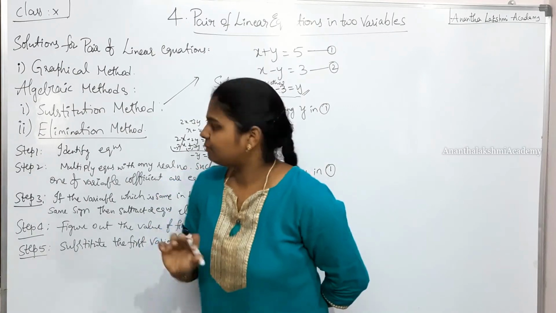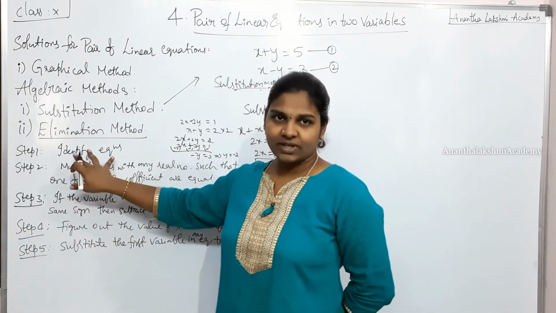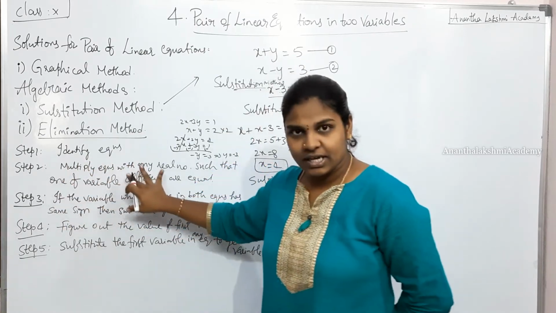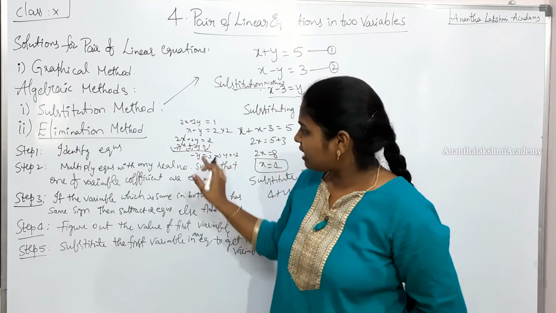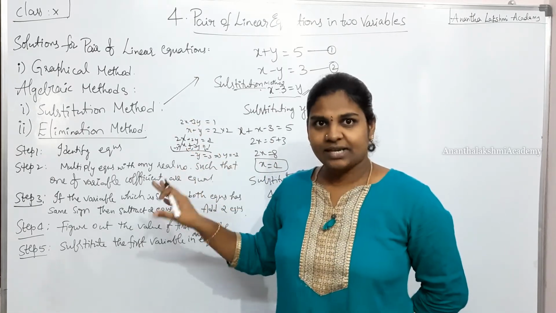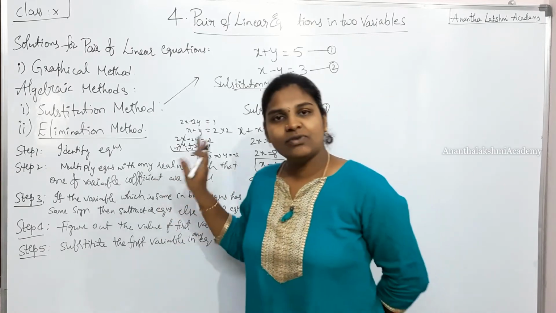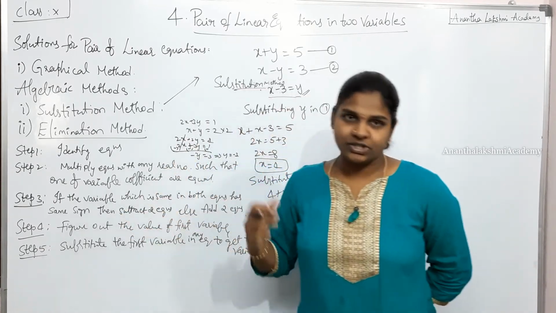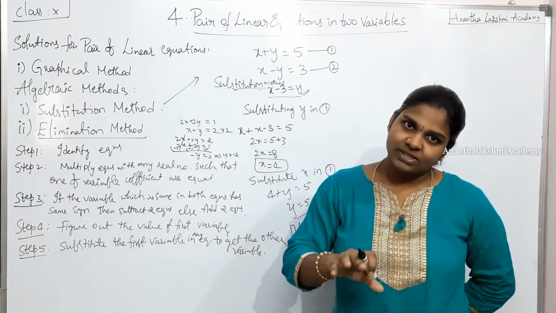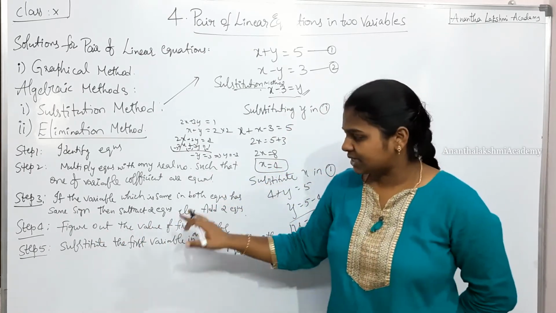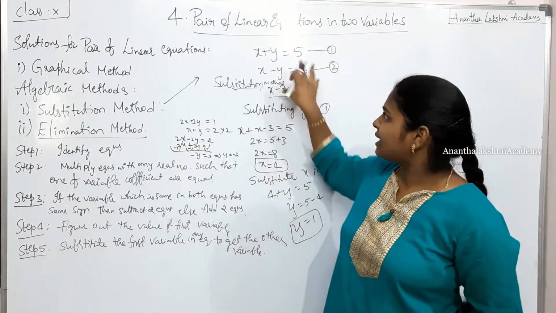So look at this elimination method. The elimination method has 5 steps listed. First, identify the equations. Next, multiply the equations with any real number such that one of the variable coefficients are equal. Now, if they are having the same sign, we just do the subtraction. If they are having opposite signs, we just add them. And once you do the operation, addition or subtraction, you get to know one of the variables' value. Once you get the first variable, it is easy for you to figure out the second variable by substituting the value.